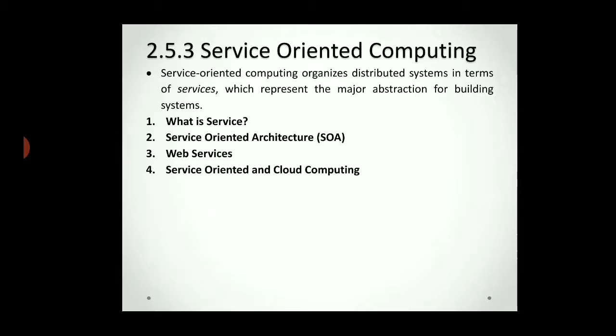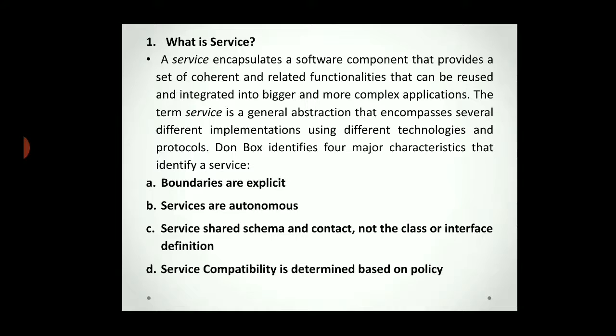Here, under service-oriented computing, we will be looking at what is service, service-oriented architecture, web services, and service orientation and cloud computing. Starting with what is service. A service encapsulates a software component that provides a set of coherent and related functionalities that can be reused and integrated into a bigger and more complex application. The term service is a general abstraction that encompasses several different implementations using different technologies and protocols.